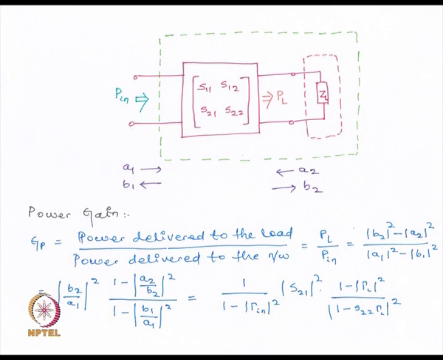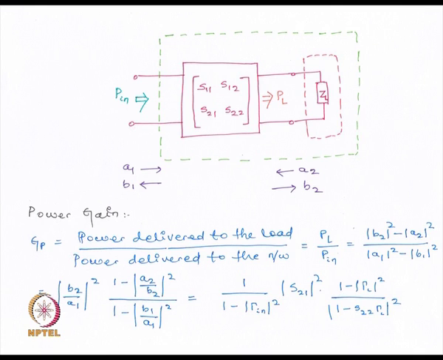And then PL is simply, if B2 is the reflected wave at port 2, the output port, and A2 is the incident wave at port 2, then PL will simply be B2 magnitude square minus A2 magnitude square, and Pin will simply be A1 magnitude square minus B1 magnitude square. Now, if we simplify this, taking B2 common from here and A1 common from here, then this equation becomes equal to this equation. In fact, we can do it manually. Let us try to establish this relationship.